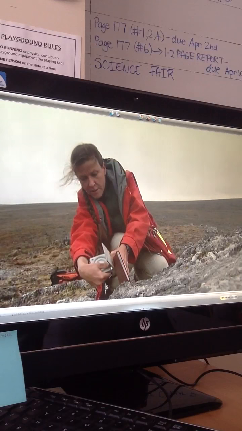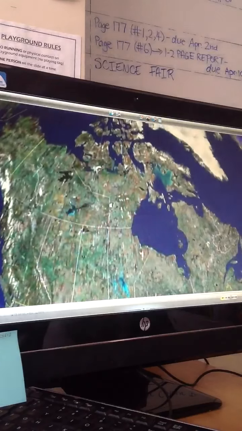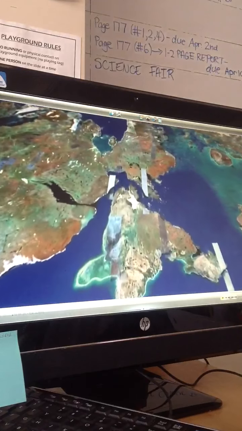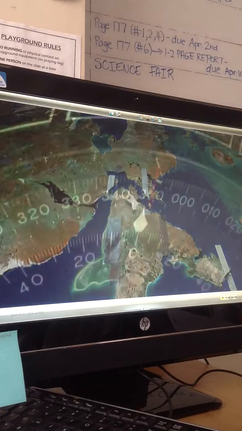On a very practical level for industry. Now we're going to the shores of Hudson Bay, where researchers are trying to solve a mystery.